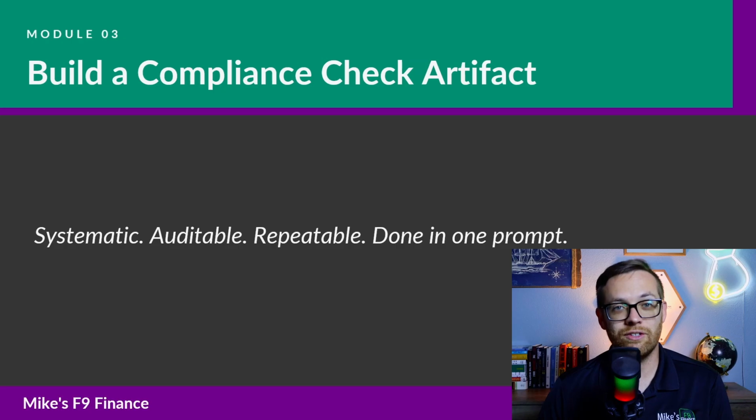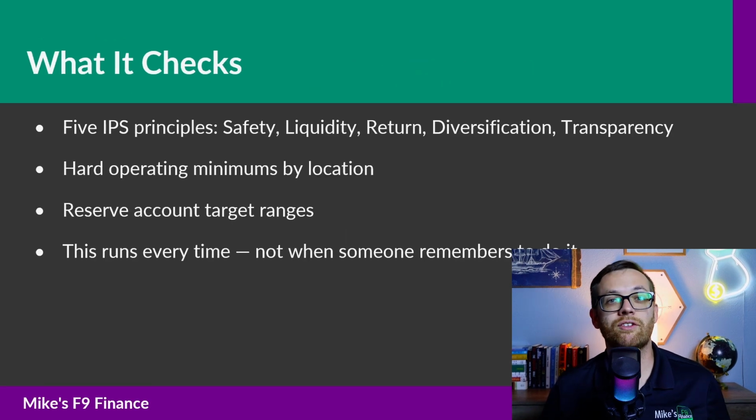An artifact can change that, so we're going to build a compliance check that runs against our IPS. It's systematic, it's auditable, it's repeatable. Now, what is this check? It checks the investment and debt policy for F9 Finance Coffee Shop.